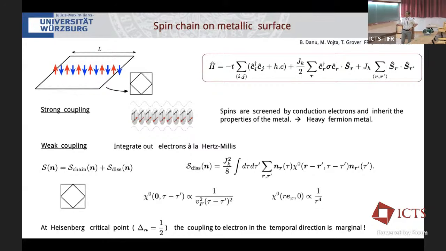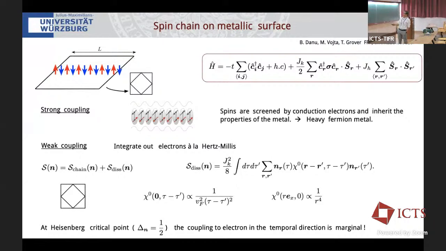What is less easy to understand is what will happen at weak coupling when J_K is small. And the question you have to ask yourself is, if I take a spin chain and I put it on a metallic surface, will the spin chain remain a spin chain? Or will the metallic surface be a relevant perturbation to my spin chain? Right? That's the question you should ask, which is a non-trivial question. Well, for me, I did not know before we started this. So how do we go about understanding this?